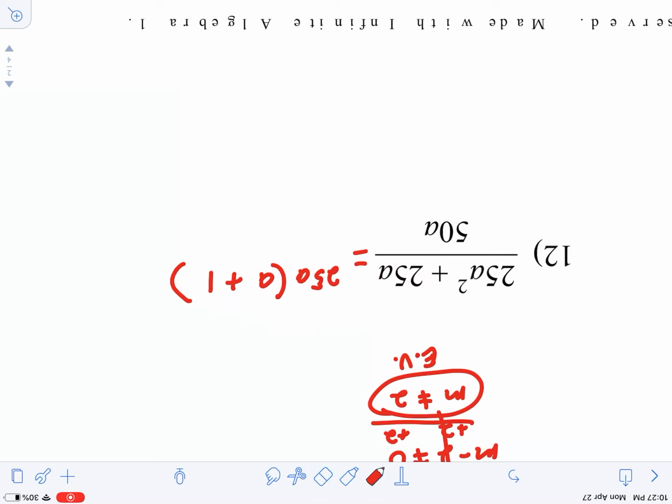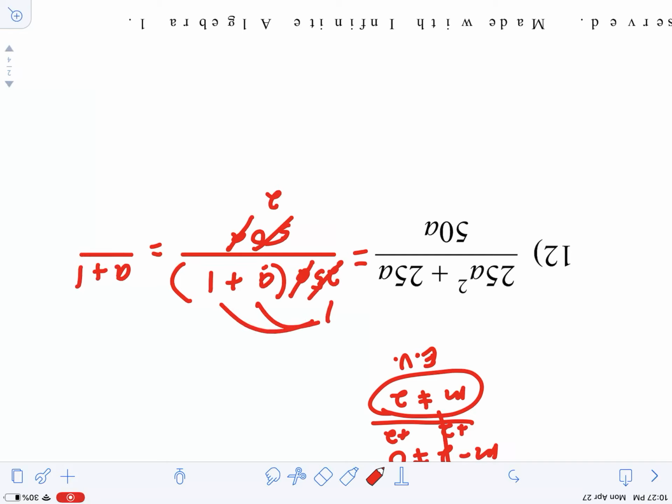So the bottom is just nothing you can really do with it. It's 50a. And now what can you reduce? Well, the a will cancel with the a. And 25 and 50, you should know that you can divide a 25 out of both of those. You're going to get 1 and 2. So on top, you're left with 1 times a plus 1. That's just a plus 1. Multiplying by a 1 doesn't really do anything. On the bottom, you just have that 2.